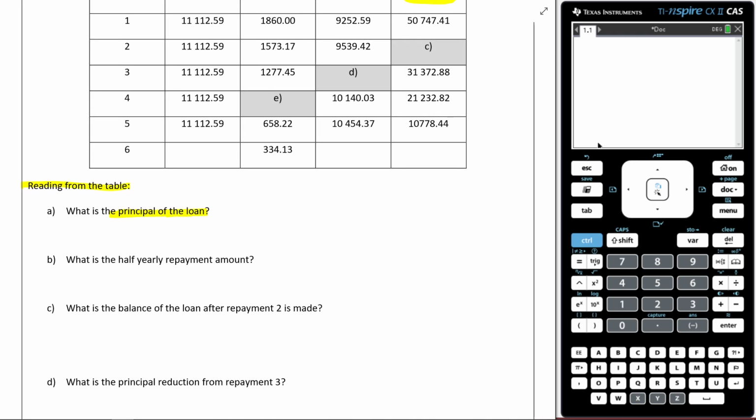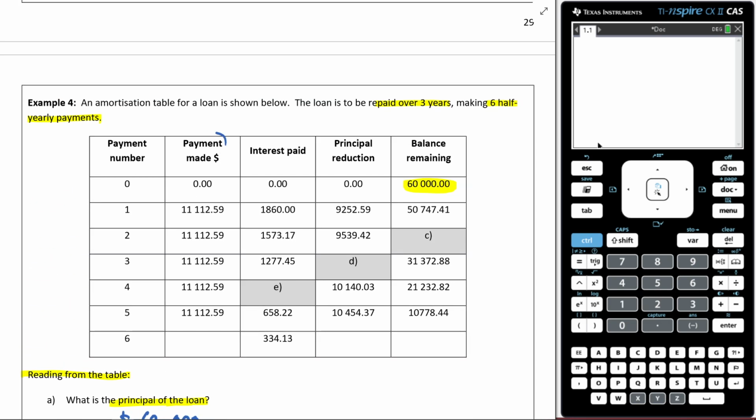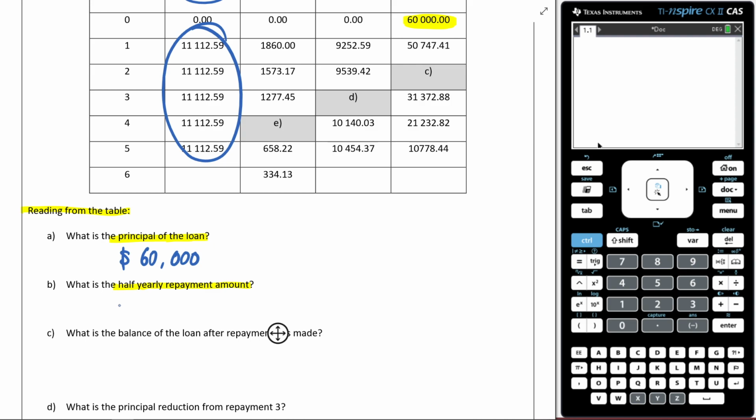So I'm going to come here and I'm going to write $60,000. The next question, b, says, what is the half-yearly repayment amount? So what we can see here is that my payment amount is always 11,112.59. So that's how much I'm paying every half year. So we simply write that down, 11,112.59. Then we go to the next one.